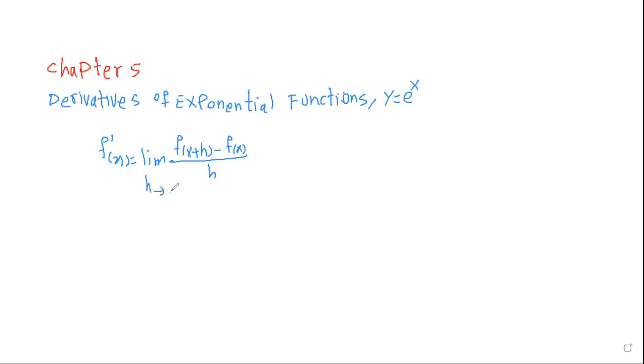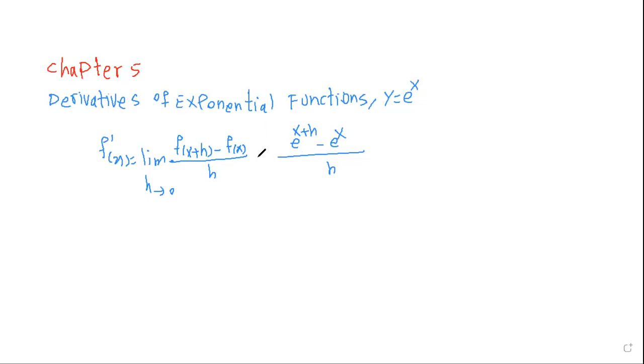As h approaches 0, f(x+h) minus f(x) over h. Now, e^(x+h) minus e^x over h. Am I right, Alan?